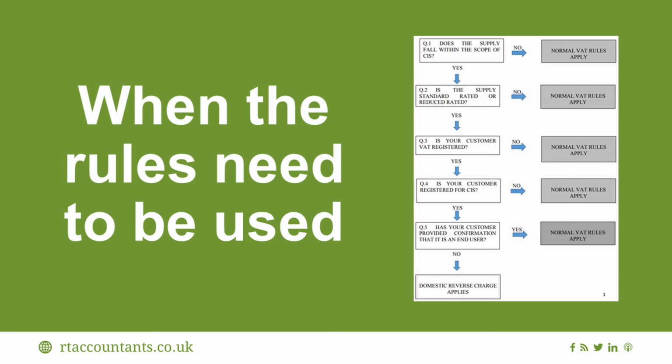If your customer says they are an end user, ask them to confirm this in writing, either digitally or on paper, and keep this somewhere safe. There is no set wording, but they must make it clear that they are an end user. If they are the end user, apply the normal VAT rules. You should charge your customer the VAT due and account for it to HMRC in the usual way. If your customer hasn't confirmed that they are an end user or intermediary supplier, apply the VAT reverse charge.